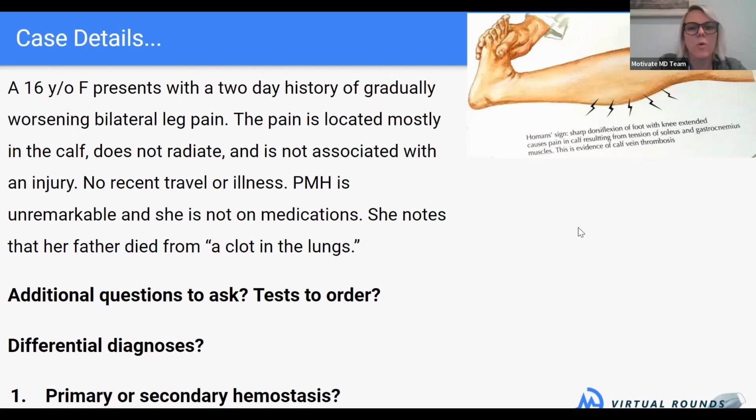So what test are we ordering then? What is the way we confirm what we think is going on? If you had to pick one test, and I said your grade depends on it, if you guys actually got graded here, what would you say?